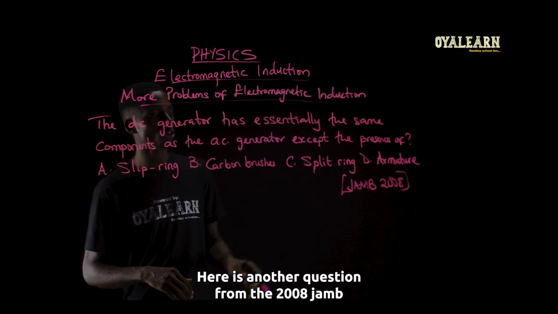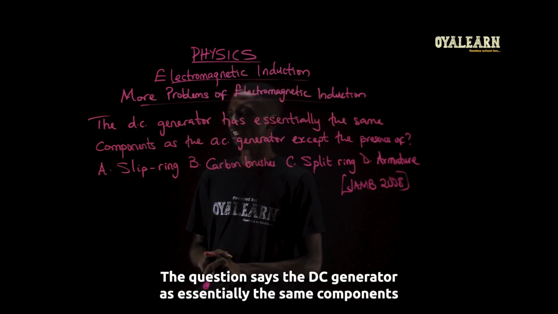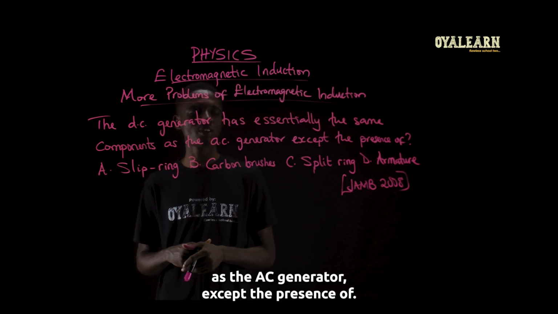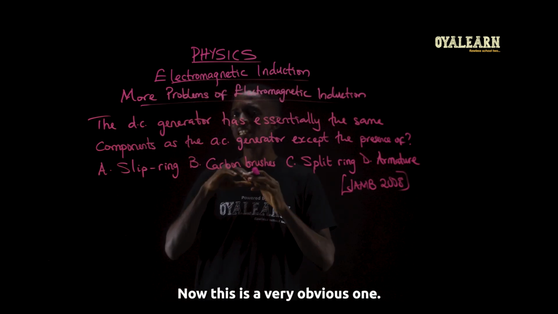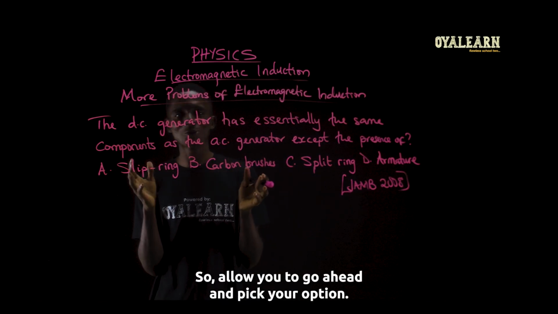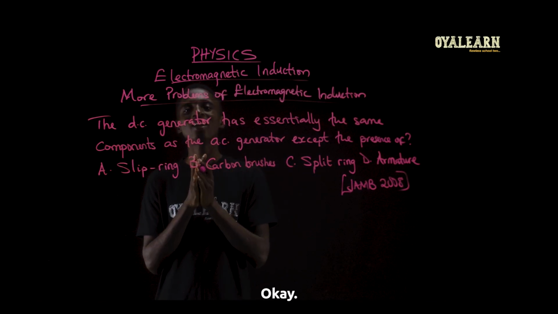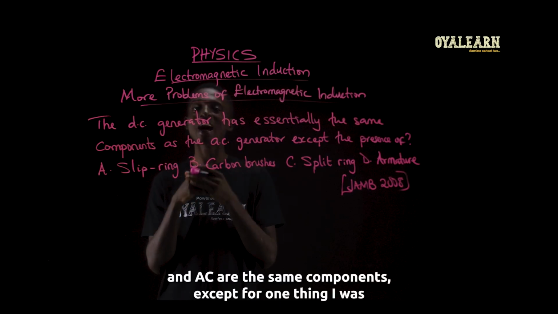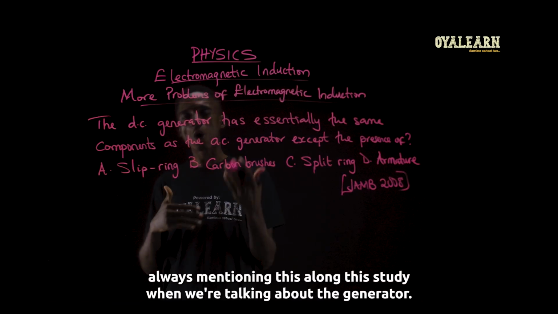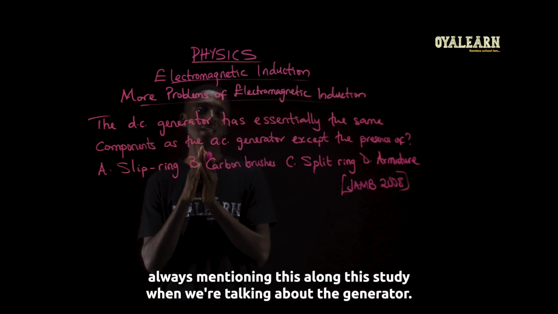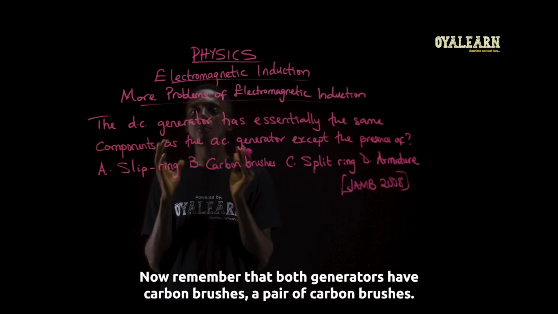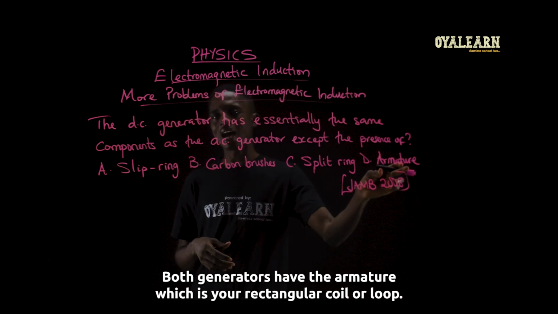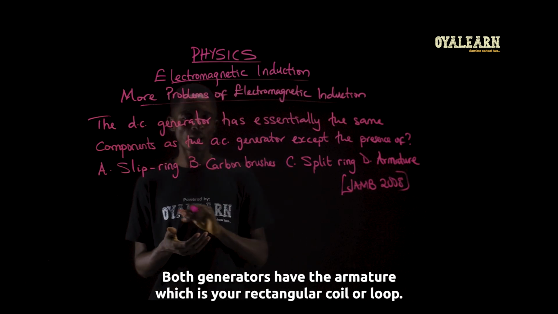Here is another question from the 2008 JAM. The question says the DC generator has essentially the same component as the AC generator except the presence of... This is a very obvious one, so I'll allow you to go ahead and pick your option. In this question, we see that both the DC generator and the AC generator have the same component except for one thing, and we've always been mentioning this along the study when talking about the generator. Remember that both generators have a pair of carbon brushes. Both generators have the armature, which is your rectangular coil or loop.